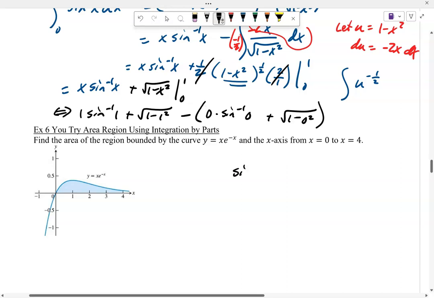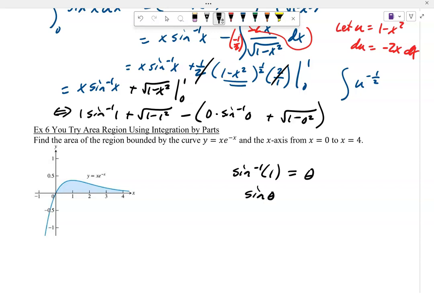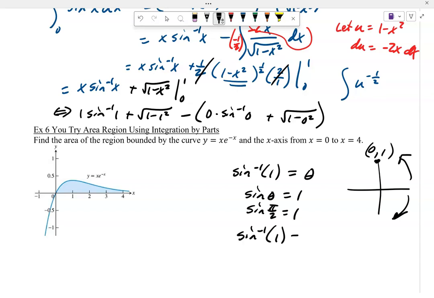Now let me go down here for a minute. What's the arc sine of 1? Let me set it equal to theta. If the arc sine of 1 is theta, then that means the sine of theta is 1. And remember, you cut off the sine between negative pi halves and pi halves, right? And so we're looking for the sine of what is 1. Well, we know what happens right there: pi halves. So we know sine of pi halves is 1. In other words, the arc sine of 1 is theta, which is pi halves. The arc sine of 1 is pi halves. At least that's how I think about it.